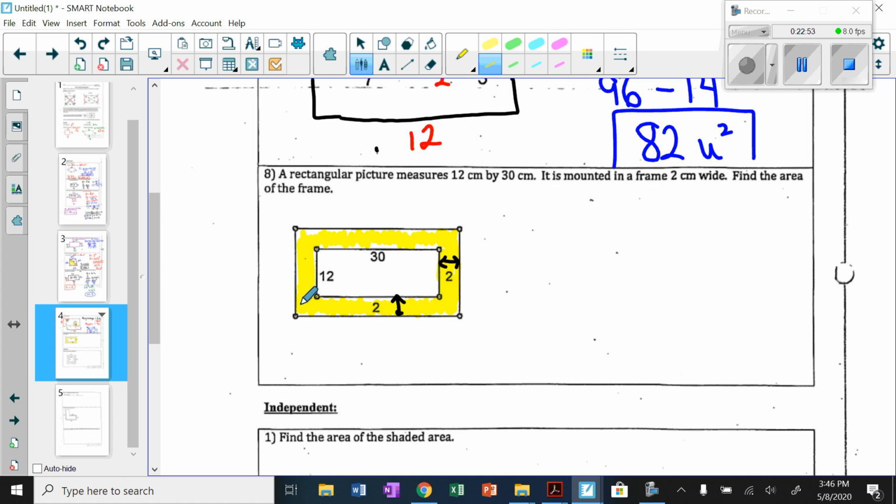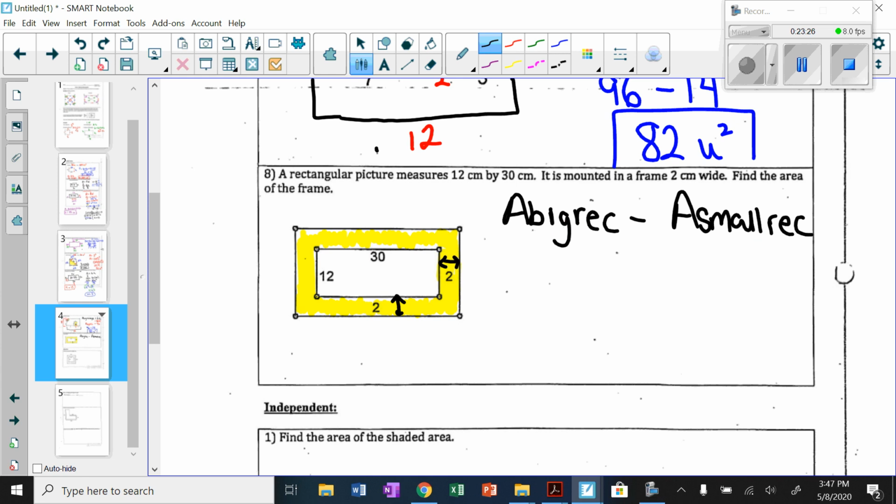Let's rewind. Right, area is the inside. So if I'm finding the area of the big rectangle, that area is going to be too big. I just want the yellow. But then if I find the area of the little rectangle, that area is too small. I want the yellow. So how am I going to find the area of just the yellow? Well, what we're going to do is we're going to find the area of the big rectangle and subtract from that the area of the small rectangle.